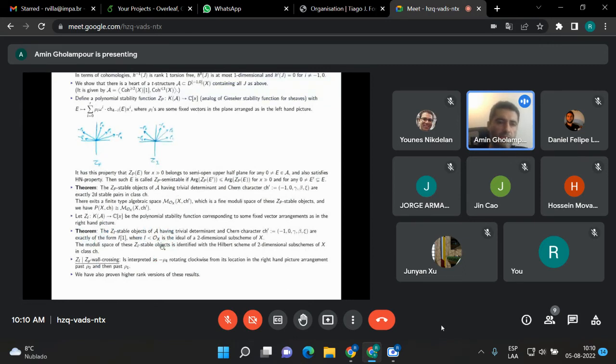Then the question is, how can we relate them? In fact, we can think of a wall crossing between these two moduli spaces by changing the arrangement of these vectors. Going from this arrangement to this arrangement gives us some wall crossing phenomenon. We also have higher rank versions of these two theorems, the analog of Toda's higher rank versions of PT and DT.